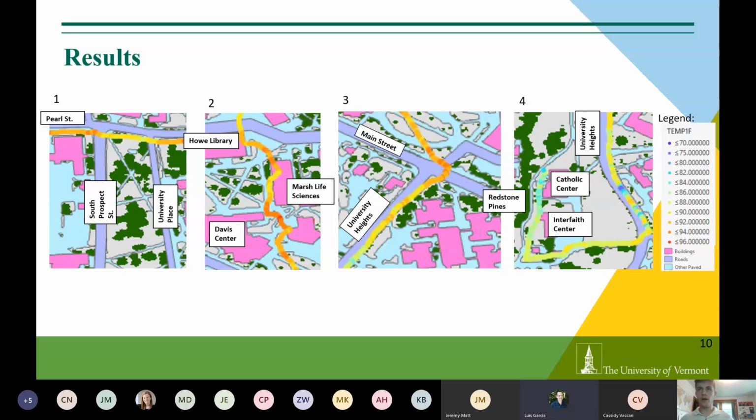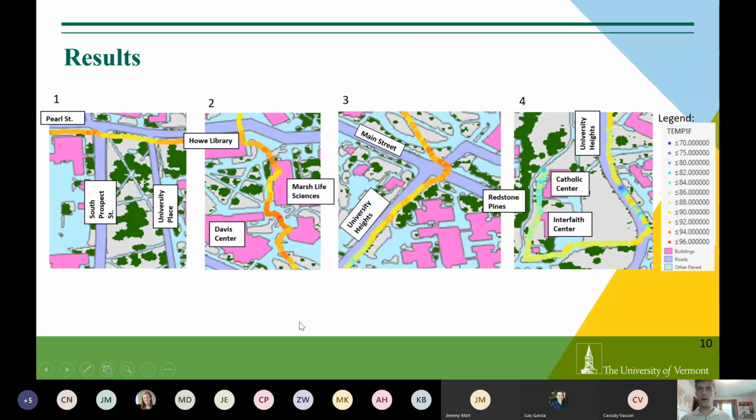Again, while crossing Main Street, we can see the darker orange dots for a 2 to 4 degree temperature increase as you're walking over the asphalt. And then the image all the way to the right, image 4, behind the Catholic Center and the Interfaith Center, you see the lowest temperatures of all these readings, and those are all covered by trees. And although there's asphalt there, the tree coverage contributes more heavily to the temperature in that case.